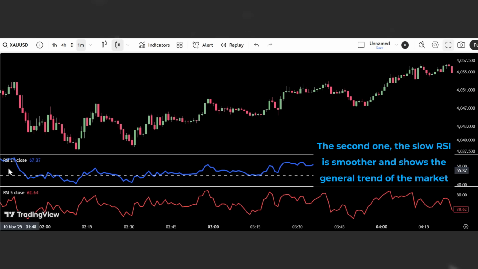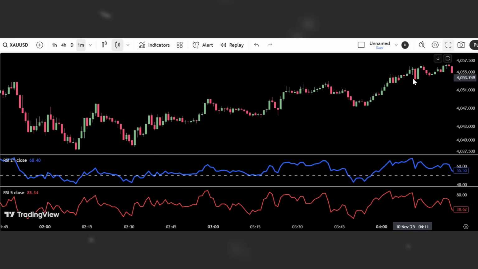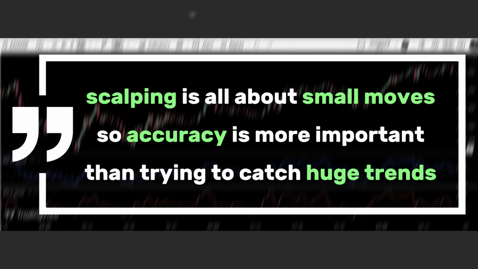The second one, the slow RSI, is smoother and shows the general trend of the market. By combining these two, we can see pullbacks within a trend and identify high probability buy and sell points. Remember, scalping is all about small moves, so accuracy is more important than trying to catch huge trends.